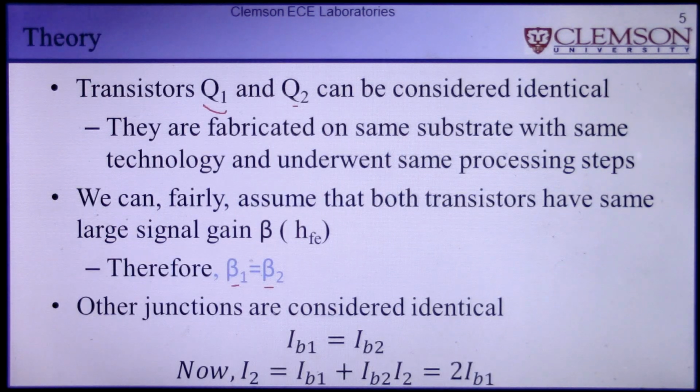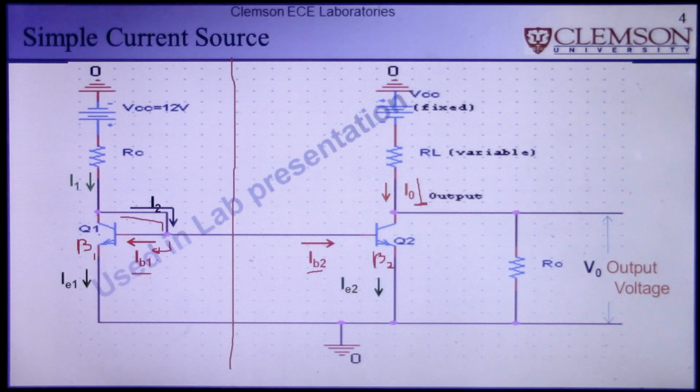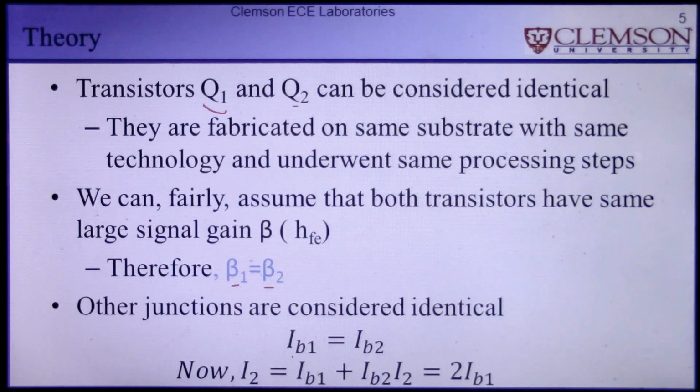After that, if the junctions are identical, then the identical junctions will make sure that the currents flowing this way and this way, IB1 and IB2, are the same. So if IB1 and IB2 are the same, I2 is just the sum of them. So I2 is IB1 plus IB2, and simply speaking, I2 is twice IB1.